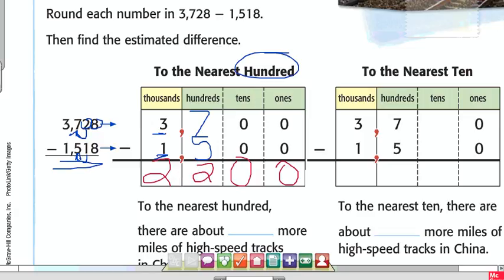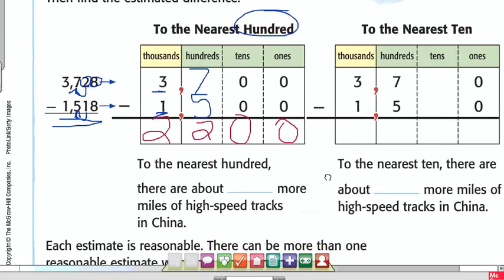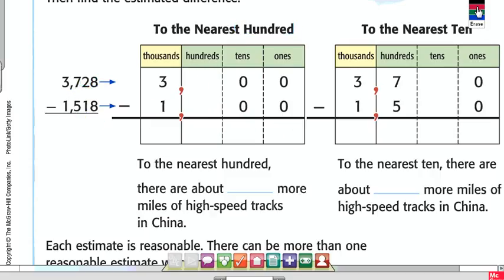Now it says to round to the nearest tens. Erase that. And we have 7, 5. 0 minus 0, 0. 0 minus 0, 0. 7 minus 5 is 2. And 3 minus 1 is 2.